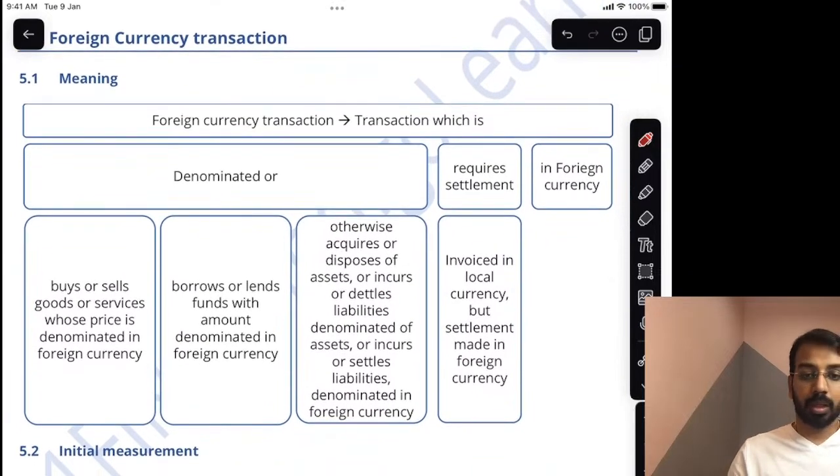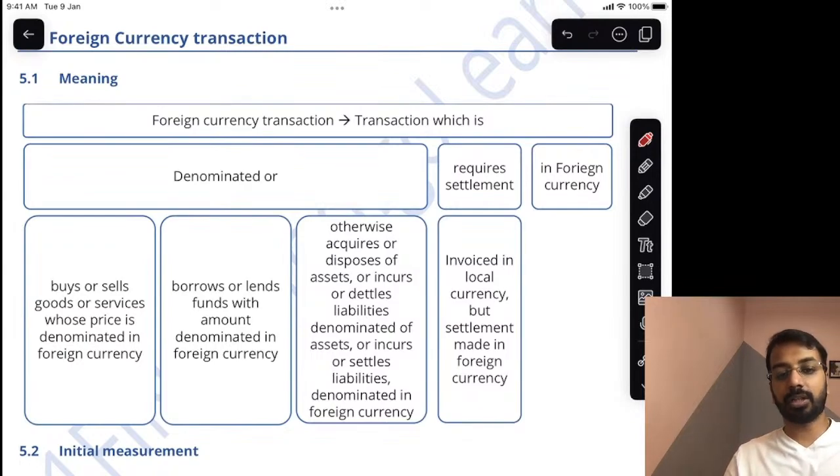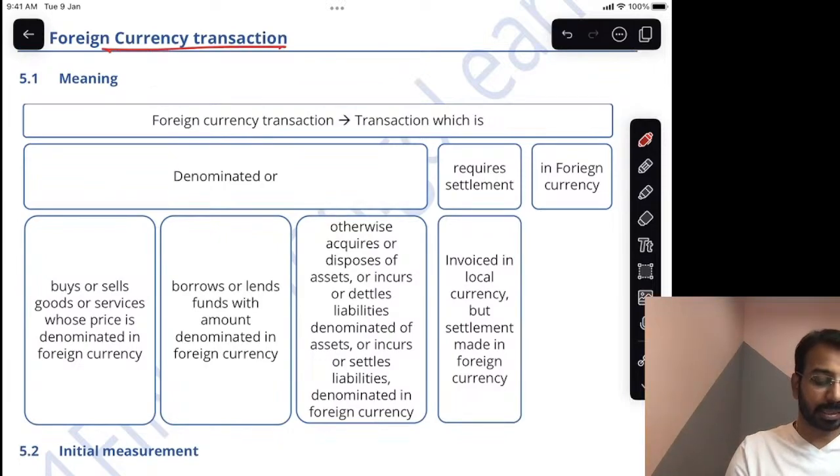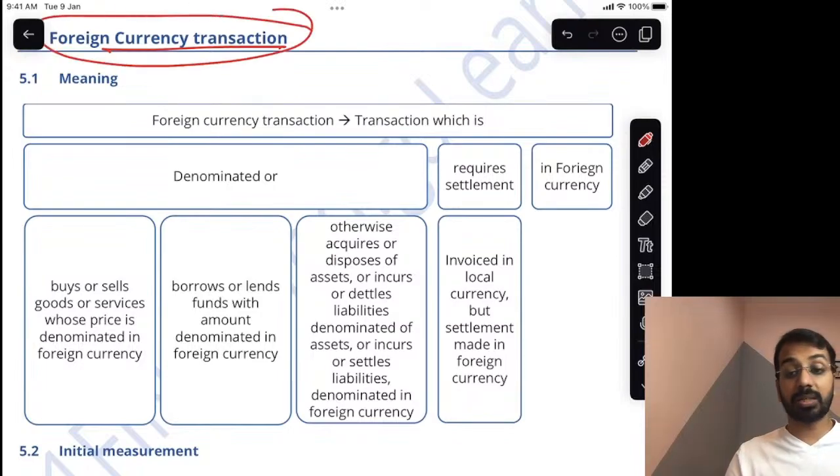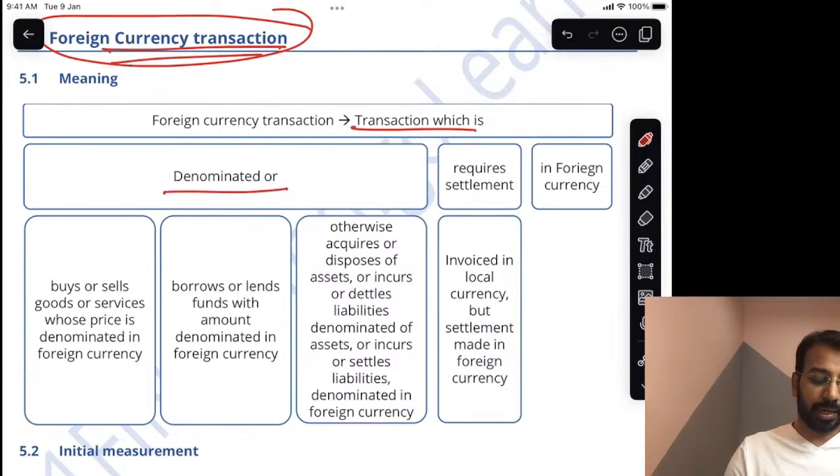Now, we have understood the meaning of functional currency. Any currency other than the functional currency is a foreign currency. And what is a foreign currency transaction? Here we will be focusing on two aspects: foreign currency transactions and foreign currency translation. Now what is this foreign currency transaction? It is a transaction which is denominated or requires settlement in foreign currency.